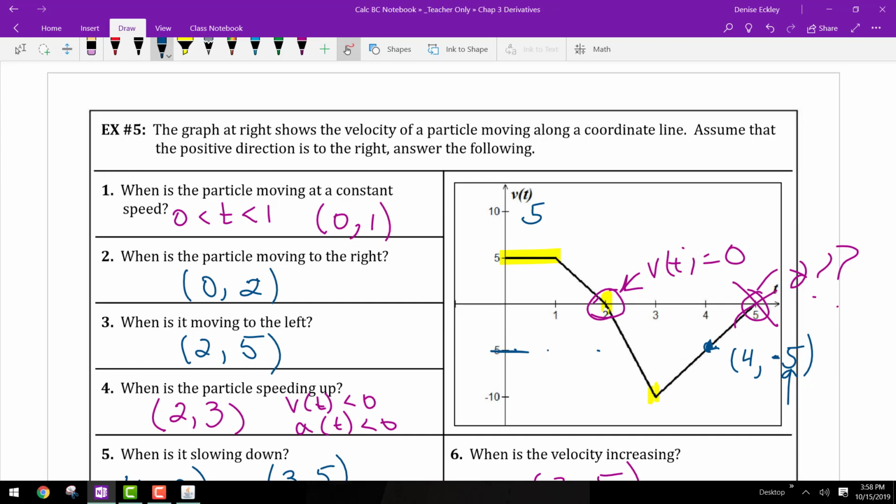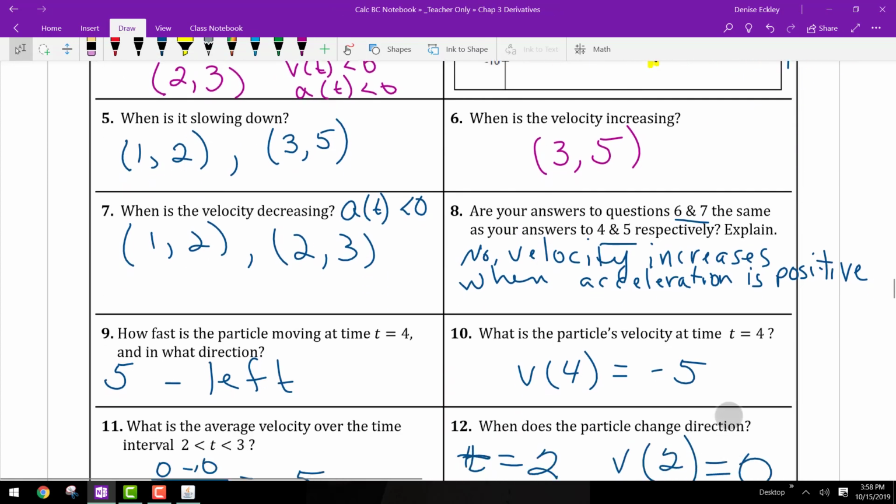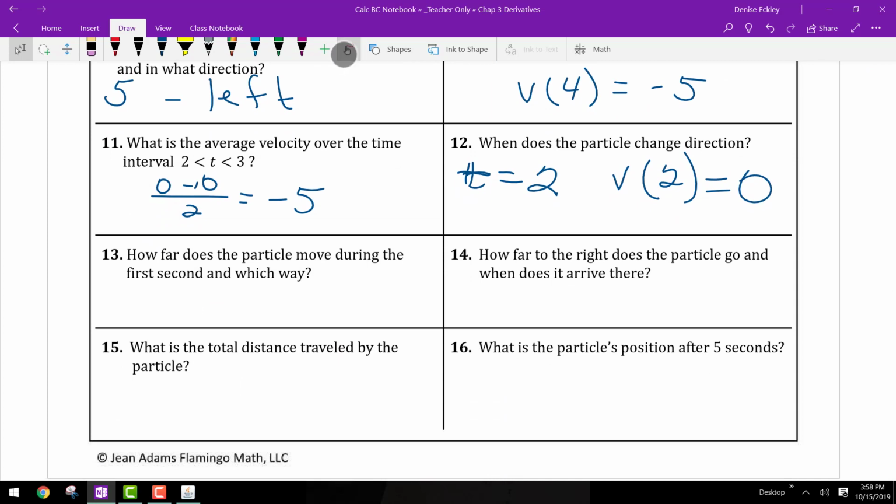Let's just make a unit. Let's say 5 feet per second times 1 second, or 1 unit. So those wouldn't matter. So it's covering 5 feet. It's kind of hard to talk about that in generality sometimes. So during the first second, it's moving 5 units. And which way? It's positive, so it's moving to the right. How far to the right does the particle go, and when does it arrive there?